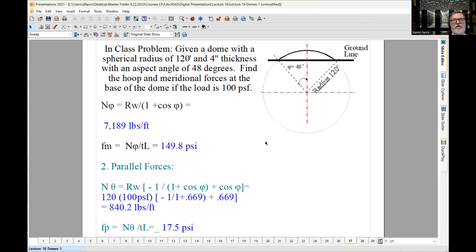Can I ask a quick question? I'm close to 52 degrees. Everybody see that? My stress value is pretty low, right? 17.5. That's that parallel force on the ground, right? What if I was at 52 degrees? What would I find out? I'm at 52 degrees, what would you expect that parallel force to be? In theory, what would it be? Yeah, zero, right? It would be zero. I'm at that point of inversion. I'm at zero bending stress, right? As we talked about before.